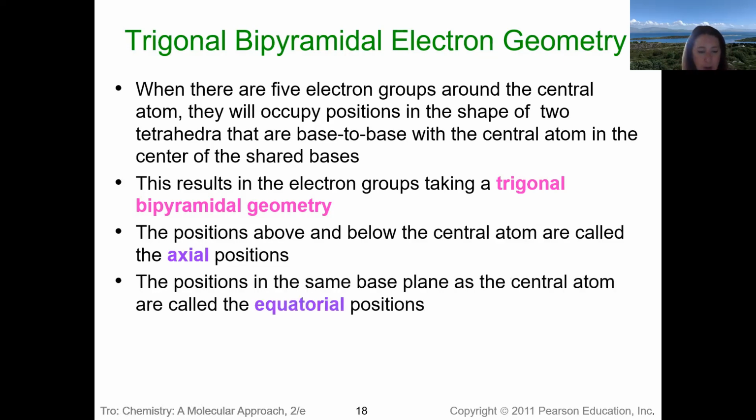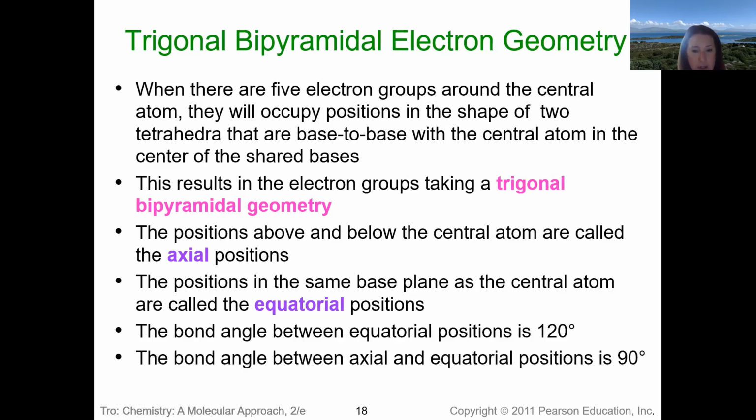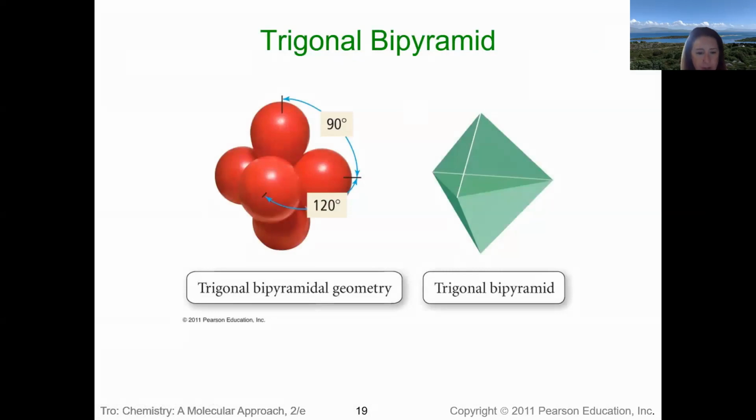The positions above and below are called axial, and the ones that are in the same plane are called equatorial. The bond angles between the equatorial are 120, and the bond angle between the axial are 90. I'm going to try and show you what this means. Like the equator goes around the globe, these are like the equator, the ones that go around in a circle. Those ones are 120. And the ones like this are a bond angle of 90.